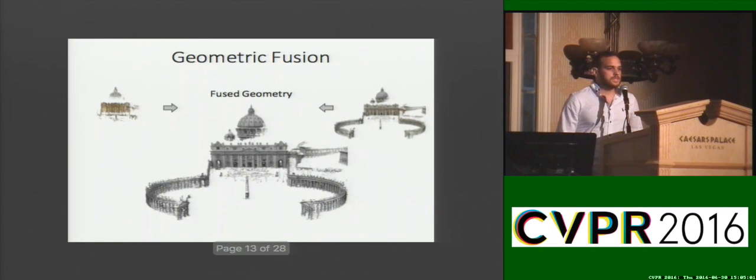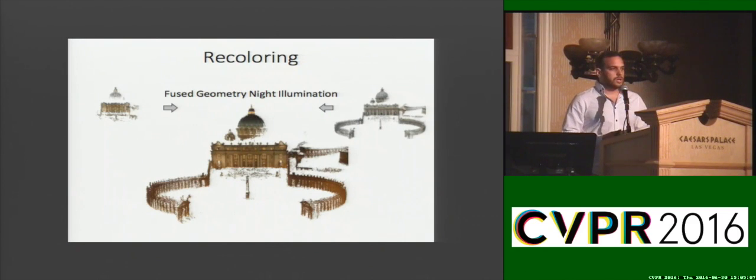So what we do is we geometrically fuse these two models to produce a complete model, and then we learn a color transfer to recolor the areas that were not reconstructed in one of the models.